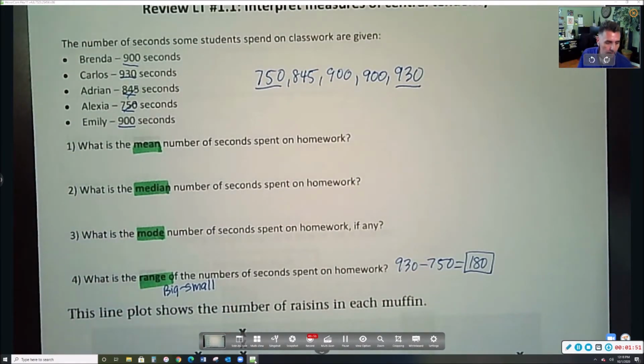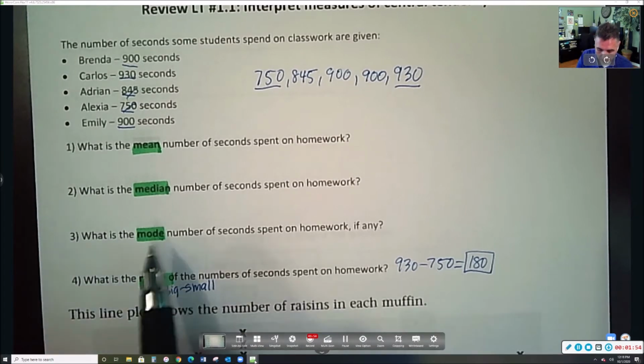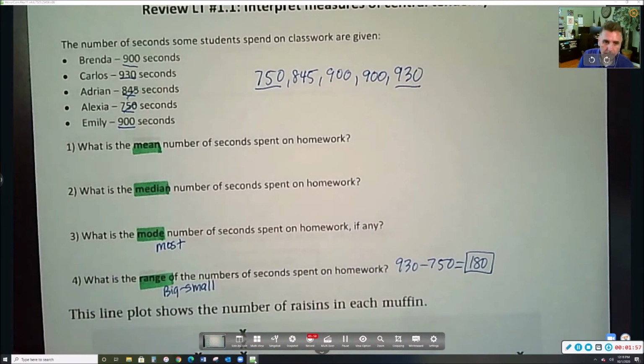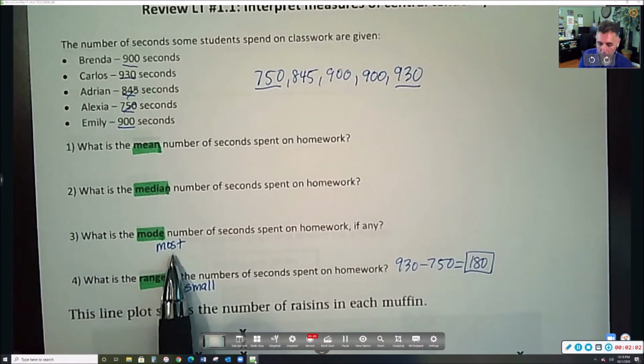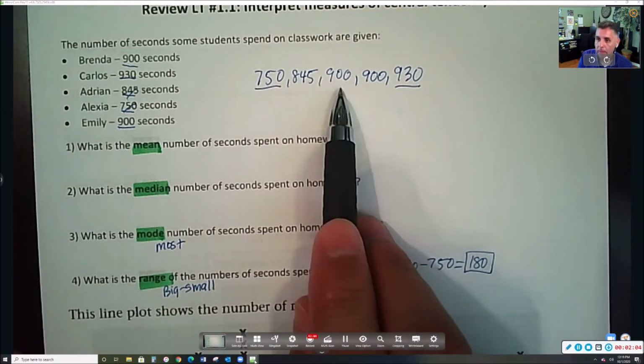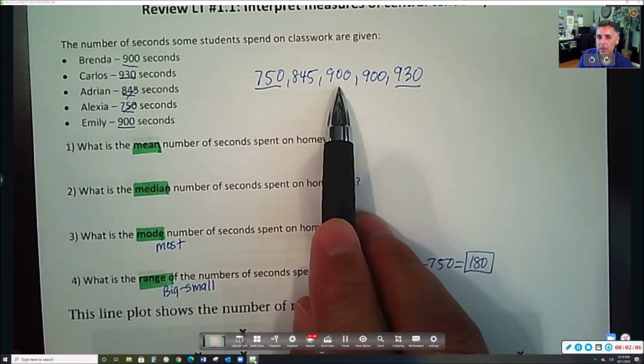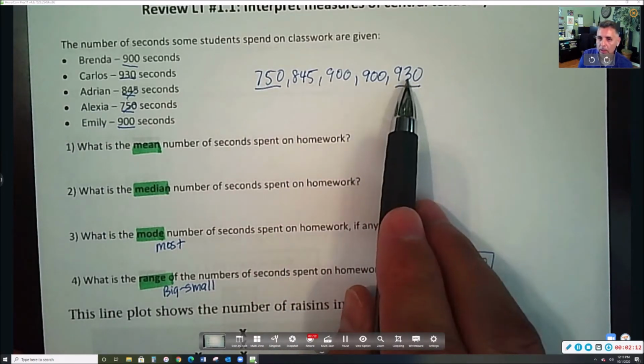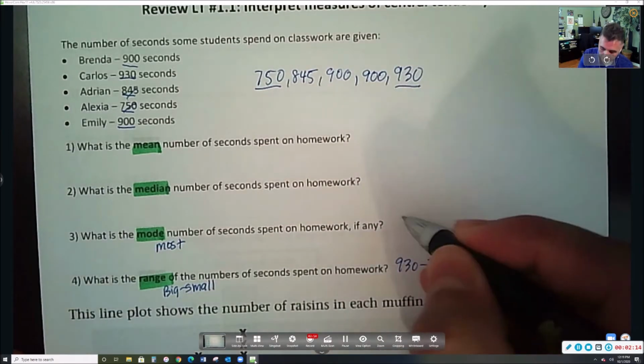Okay. So then the next one is the mode. And remember, the mode is the number. It's the number that appears the most. So I just put most here. So if you look at this, the 900 was written down twice, so that means the 900 appears most. Okay, it appears more than this one, it appears more than that one, and it appears more than that one. So 900 would be the mode.